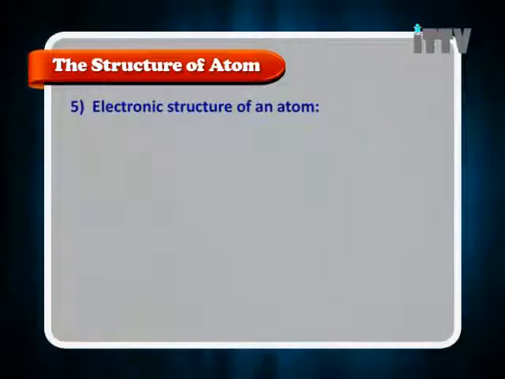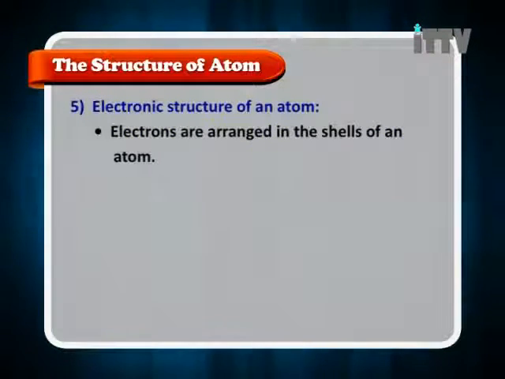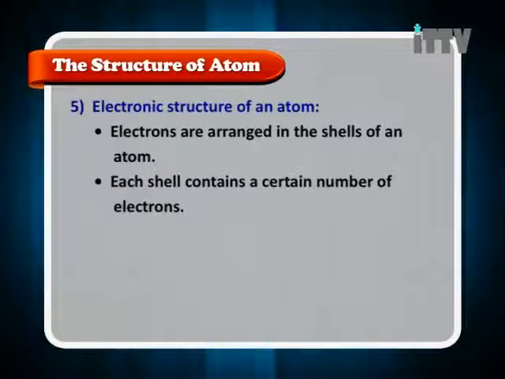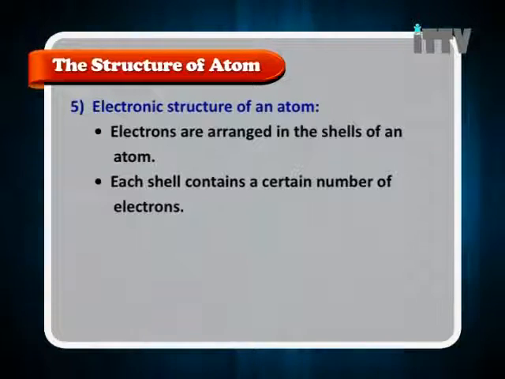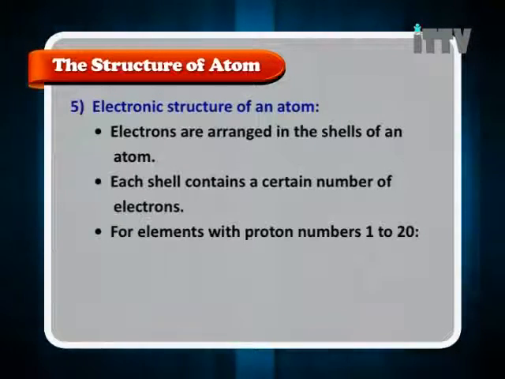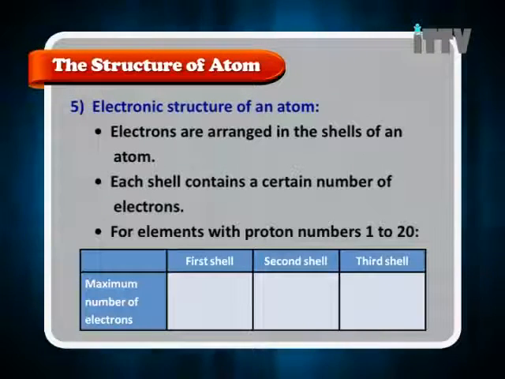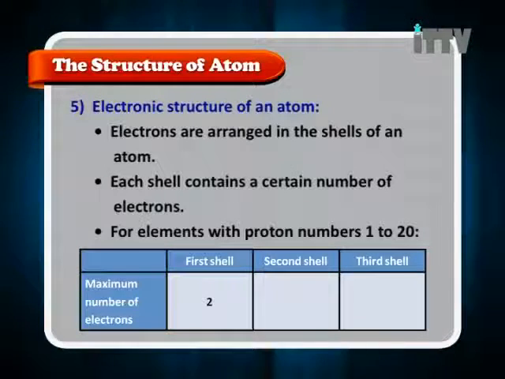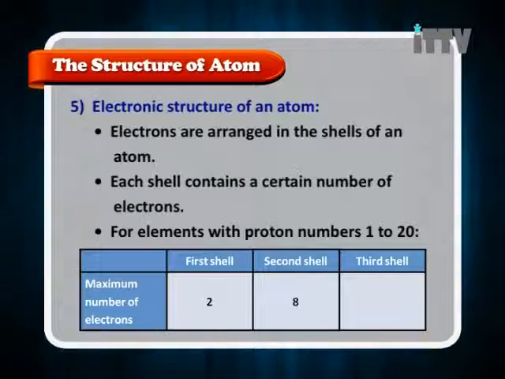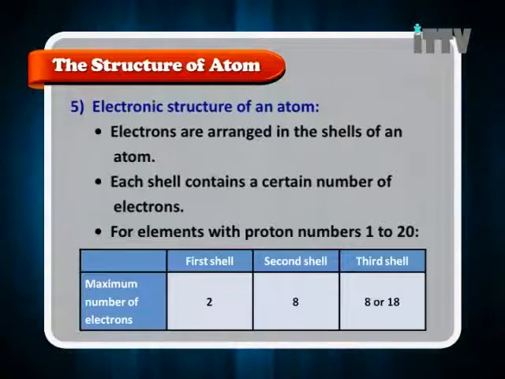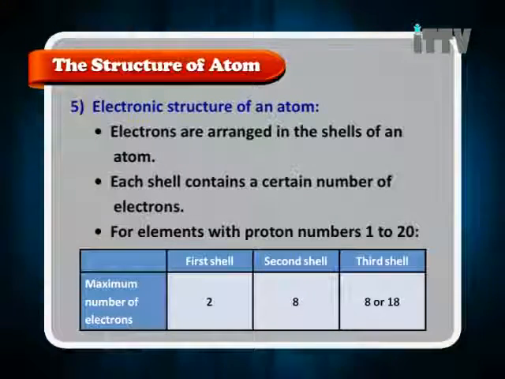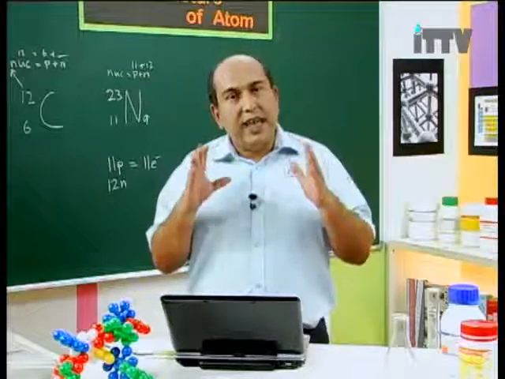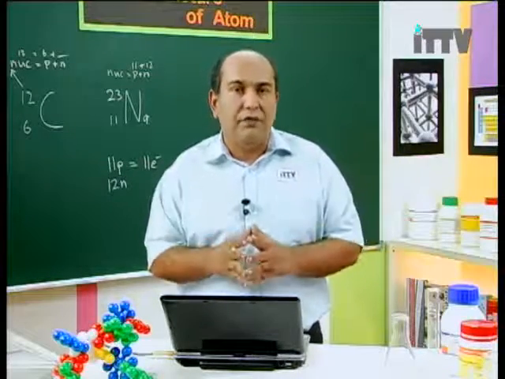The electronic structure of an atom. Electrons are arranged in the shells of an atom. Each shell contains a certain number of electrons. For elements with proton number 1 to 20, first shell, maximum number of electrons 2. Second shell, maximum number of electrons 8. Third shell, maximum number of electrons 8 or 18.